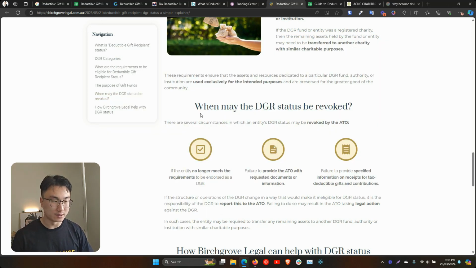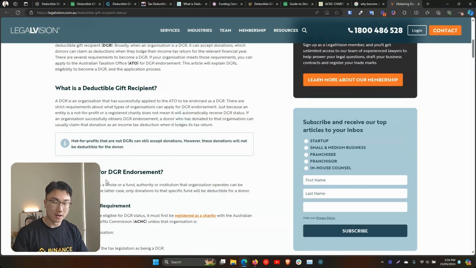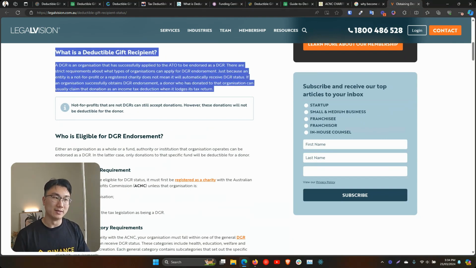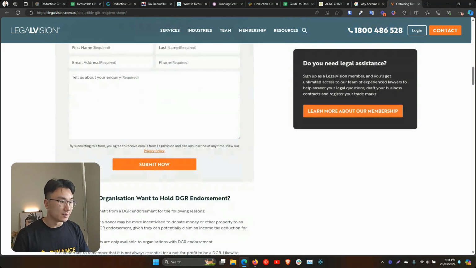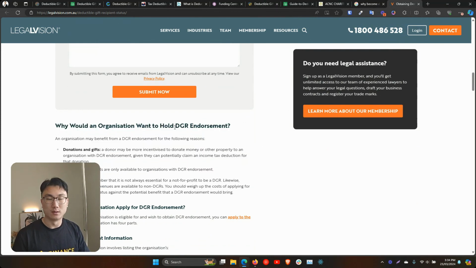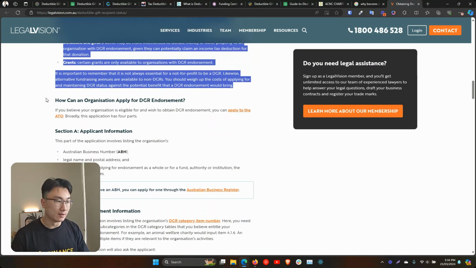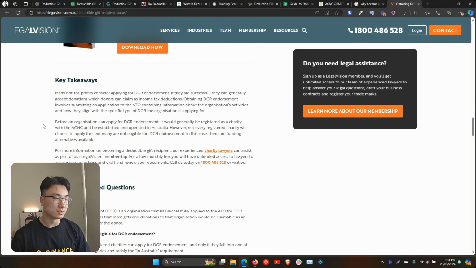When may the DGR? Okay, so I was talking about that. Cool. This is a pretty good article in terms of answering the question that we're trying to address in our article, because firstly it explains quite clearly what is a deductible gift recipient, and then it also says why an organization, i.e. a charity, will want to become a deductible gift recipient. So we should certainly include this. And then here it goes into another topic about how to become a DGR, so that's not relevant to our topic, but it's got that.